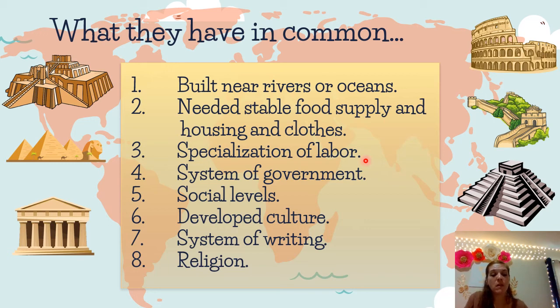They needed people to make different inventions. So after a while, not everybody was granjeros, but it all started that way. Look at number 4. It says in number 4 that they all had a system of government, gobierno. Roatan has a system of government.